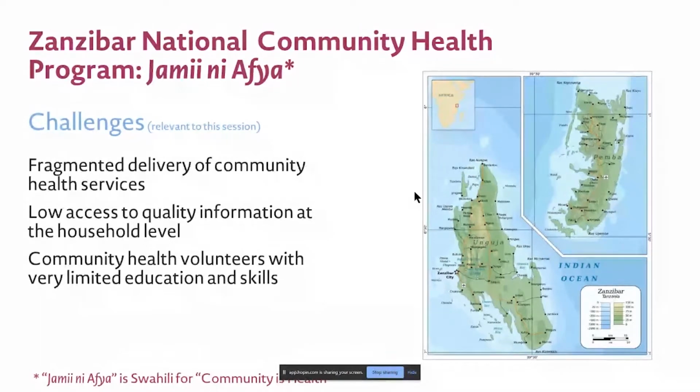And challenges that we faced there when we started our work include a fragmented delivery of community health services, low access to quality information at the household level, and community health volunteers with limited education and skills. And these were also challenges that the government recognized throughout the years. And so some years ago, they tasked D-Tree and other development and implementing partners with supporting them in building a national community health program.